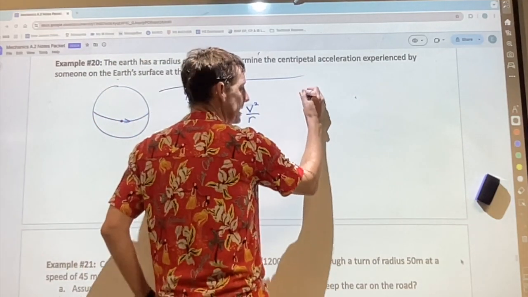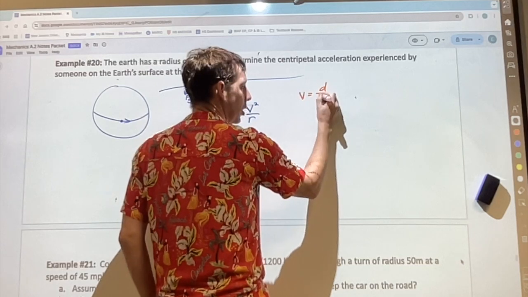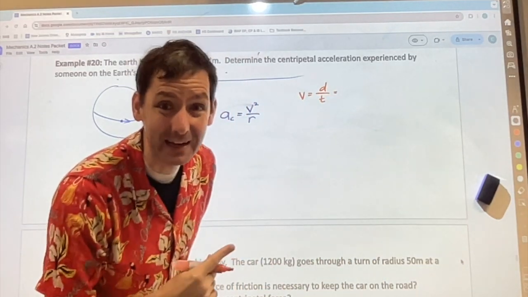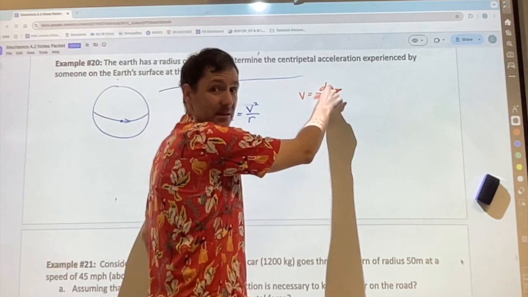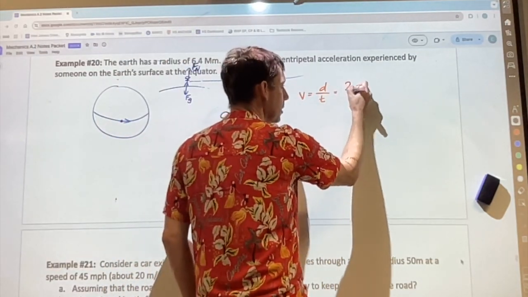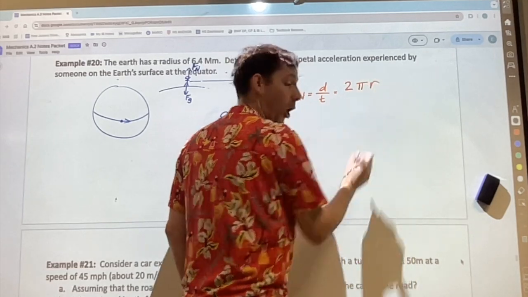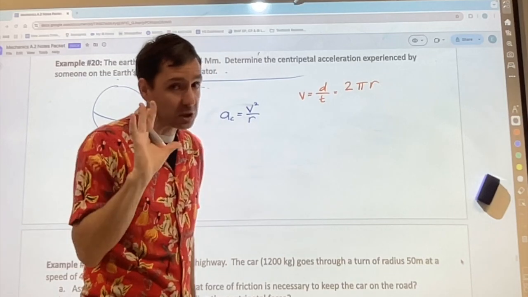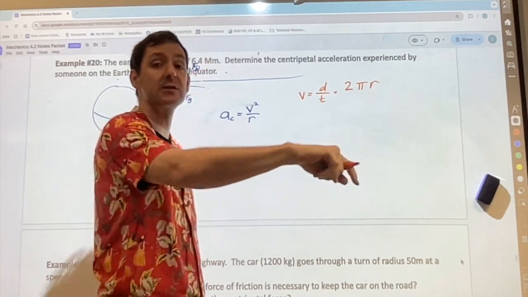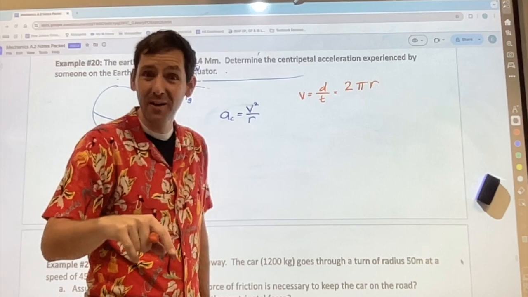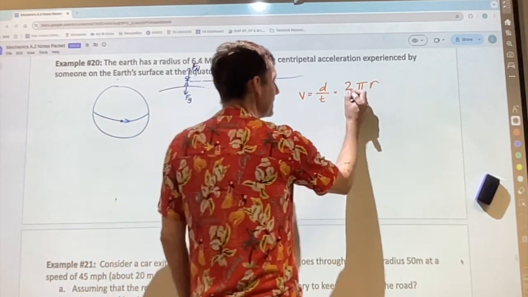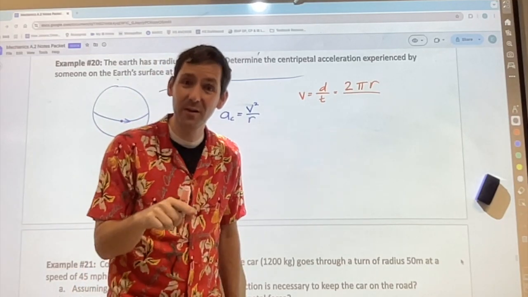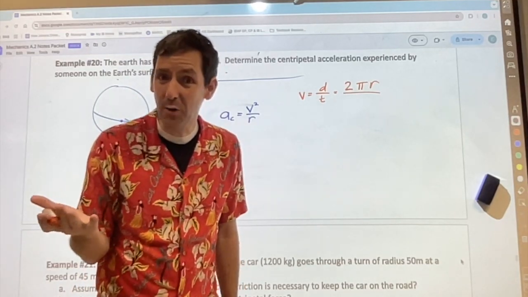So we just said speed is equal to distance over time. Well, you know what? We can do that here too, right? We can take the distance, which is 2 pi r. We know the radius of the circle, right? We're talking about somebody on the equator, so the radius of the circle is the radius of the Earth. Okay, we know that. And then the time, how long does it take them to go all the way around the Earth? It takes them 24 hours, right?